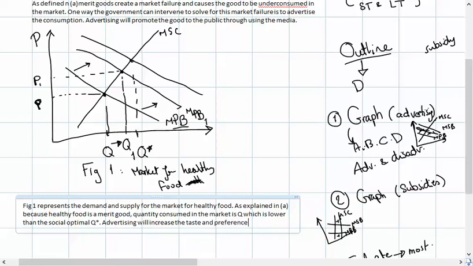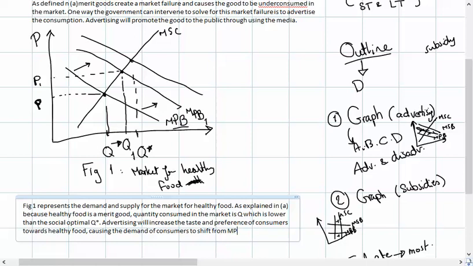This is basically what I'm writing now. Taste and preference of consumers towards healthy food, causing the demand of consumers to shift from NPB to NPB1, as their quantity demanded increases at every possible price.